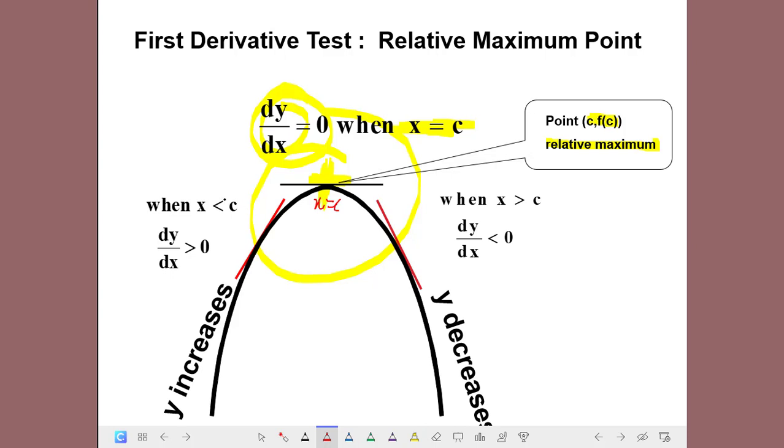Okay, when x is less than C, dy/dx is increasing, and y increases. When x is more than C, dy/dx decreases, and y decreases, so the graph is a sad graph. Okay, sad graph, and this one is called a relative maximum point.